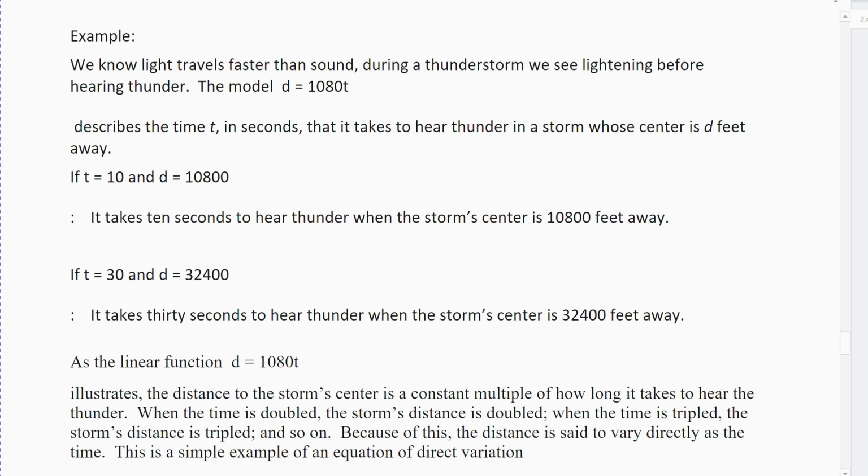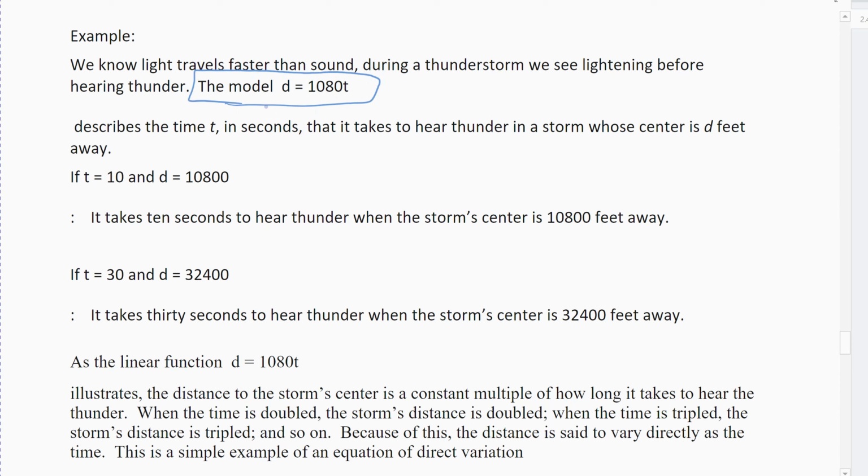We usually say the center of the storm. So the model is that the distance the storm is from you, d, is 1080 times t, where time is in seconds. That's the seconds it takes after you see the lightning to hear the thunder, and d is how far away the center of the storm would be from your location. It's directly correlated, so the time tells me the distance. The k that does it is the 1080. So there's the direct variation equation.